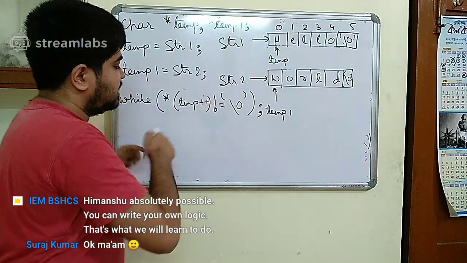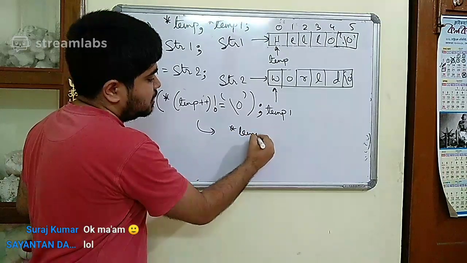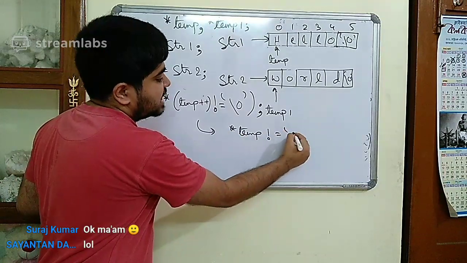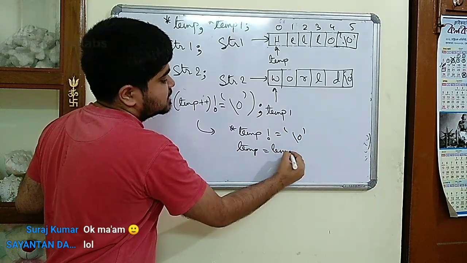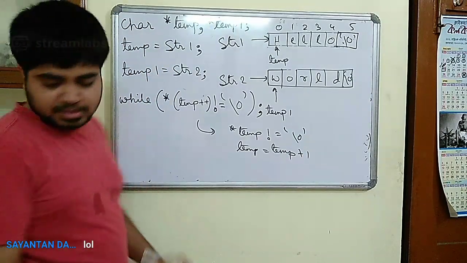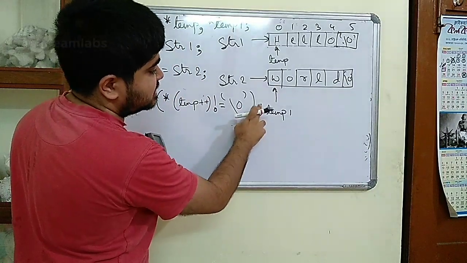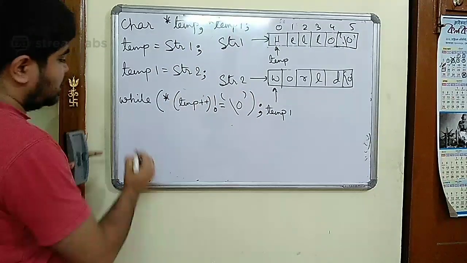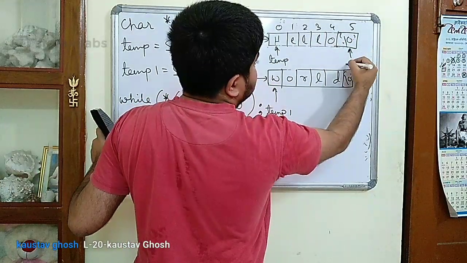So this whole thing is actually first star of temp not equal to slash 0 is checked. Then temp is equal to temp plus 1. This is done. Alright. In only one line. Just see, there is a semicolon though. So this is it. Now, after this very operation, temp is over here.